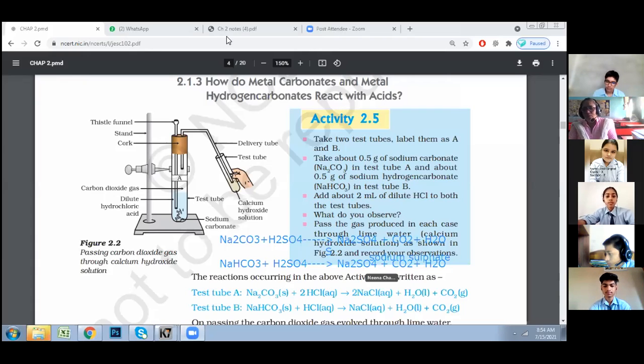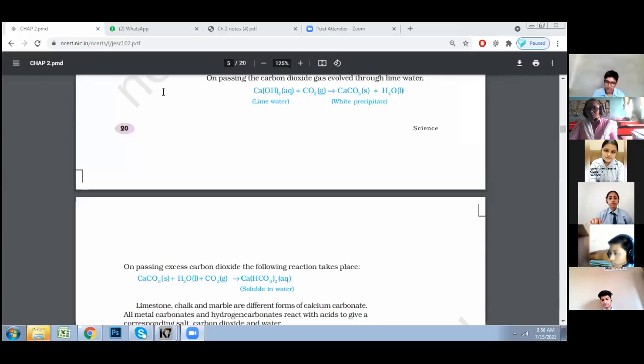So the reaction of metal carbonates, when they react with acid, they form metal salt, metallic salt plus carbon dioxide and water. Now children, what is the test for the gas produced here? We have observed which gas has been evolved here with the brisk effervescence. Which gas was evolved? Carbon dioxide gas was evolved.